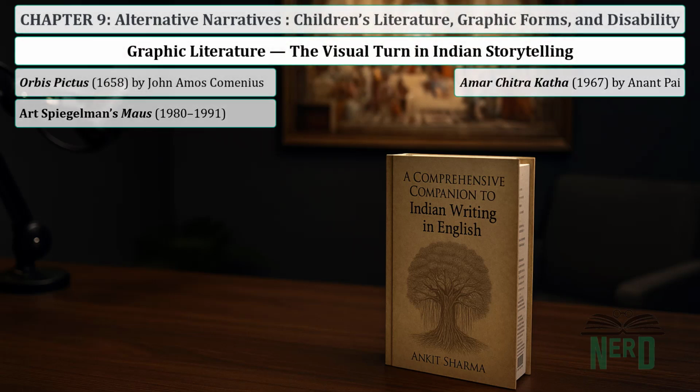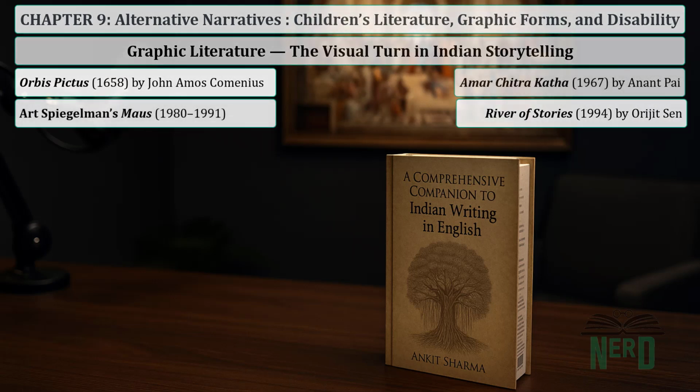A Pulitzer Prize-winning masterpiece, it reimagined Holocaust trauma through anthropomorphic characters, and though Western, it deeply influenced the memoir form in Indian graphic literature. In 1994, Orijit Sen's River of Stories changed everything. Often cited as India's first graphic novel, it explored the environmental and tribal tensions surrounding the Narmada Dam project, fusing art, activism, and narrative urgency.